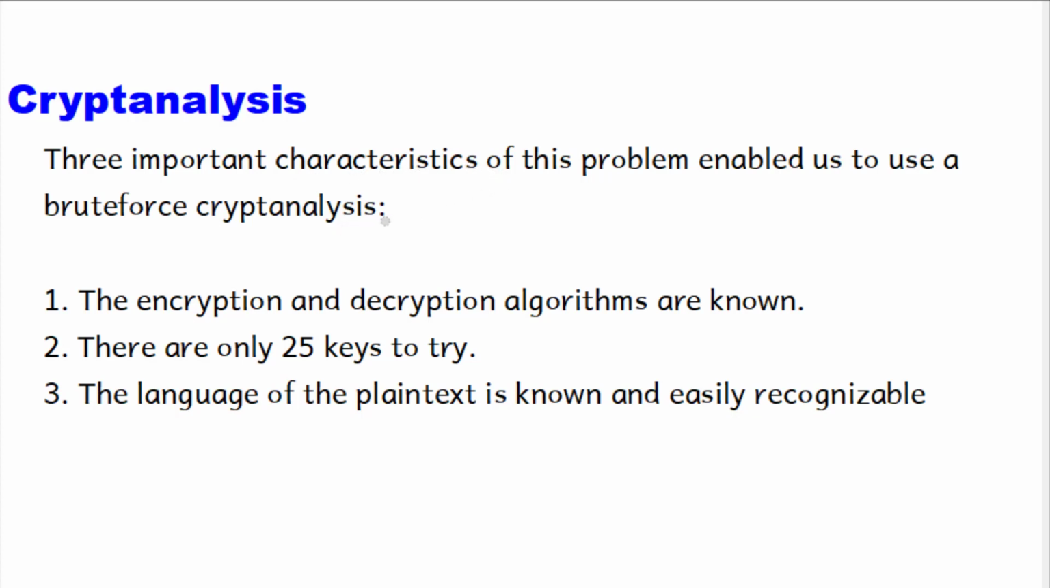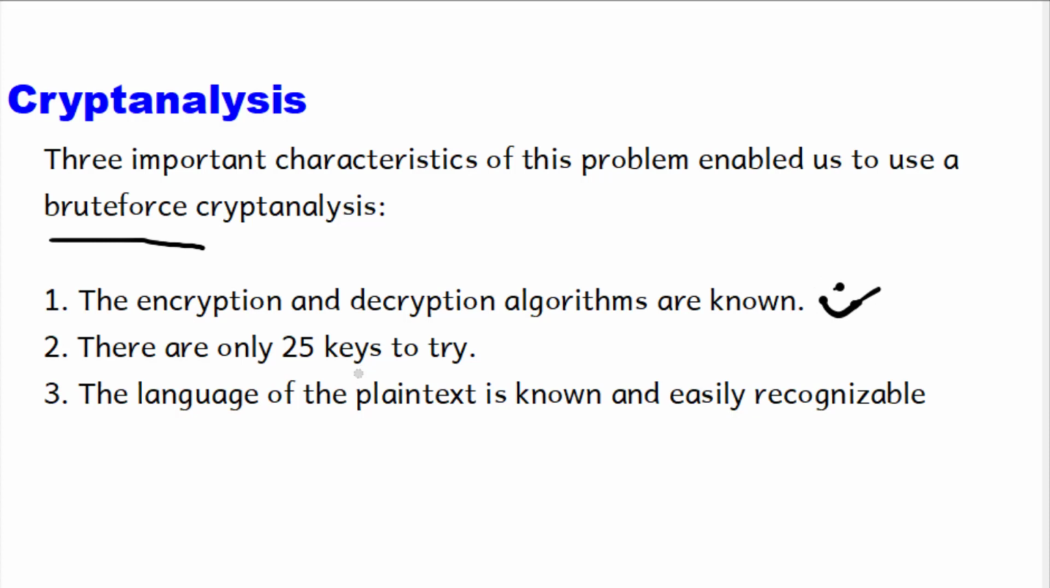Okay, the first what we use is brute force attack. Now using the brute force attack we can easily recover the key. Any attacker can recover the key. Okay, now what are the three flaws in this case? The first one is the encryption and decryption algorithm are already known. We know this algorithm. Okay, it is an additive cipher. Then the second thing is there are only 25 keys to try.